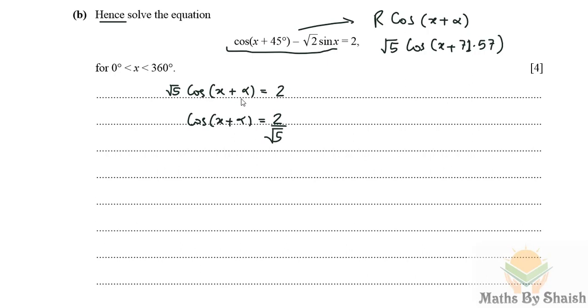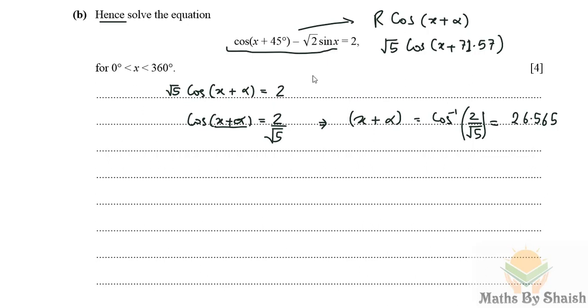We could have also written this root 5 as 2.236 to 4 significant figures, but that's fine, because the calculator will calculate the rest of the value. We are going to calculate the angle, and here the angle is not only x, the angle is the complete x plus alpha. So x plus alpha would be cosine inverse of 2 over root 5, and this value is 26.565. I'll write to 3 decimal places.